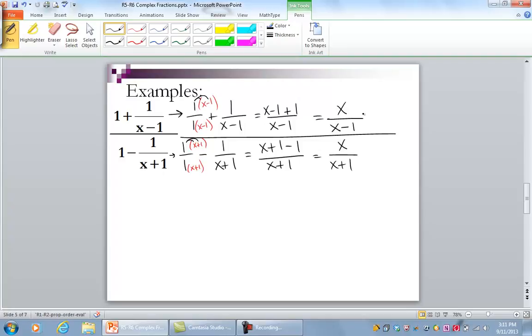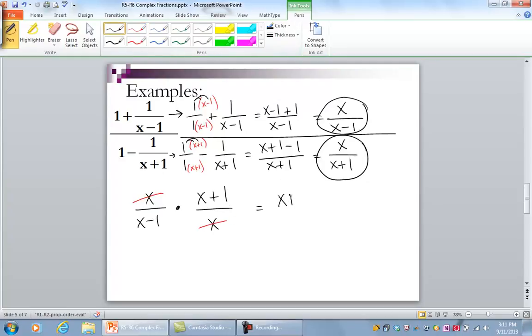All right, and here we go again. We have a top fraction and we have a bottom fraction. So in order to divide fractions, we flip and multiply. So you got x over x minus 1 times, we're going to flip that denominator, so x plus 1 ends up on top and x on the bottom. And you can easily see that these x's are going to cancel. And our final answer is x plus 1 over x minus 1. Woohoo!